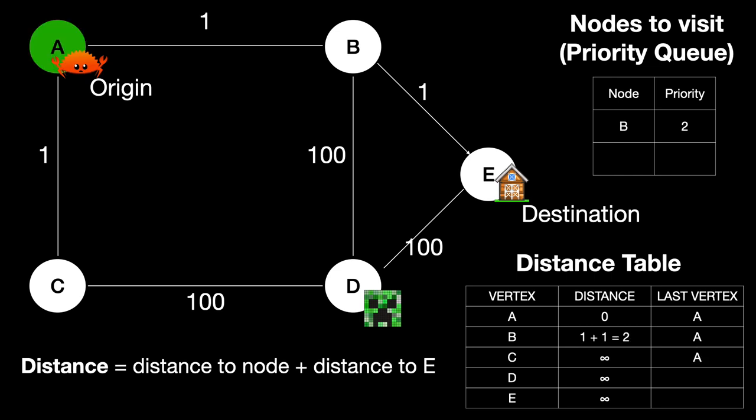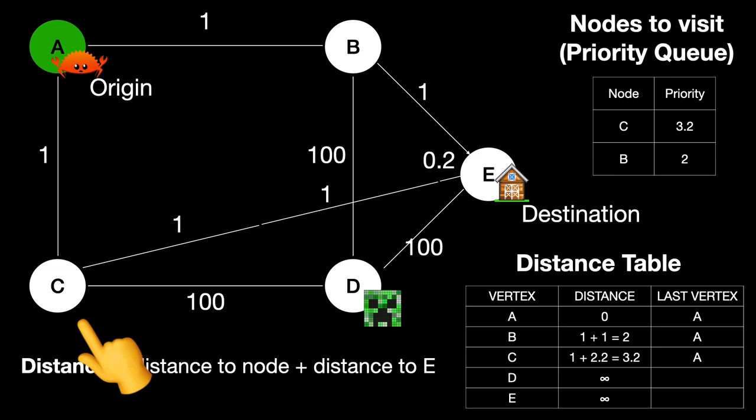Now let's explore A's neighbors and store the distance into the distance table. The first neighbor that we find is B. Let's add it to the queue and to the distance table. Moving on to C, same deal, but we need to measure the distance to E by hand, which is roughly 2.2. At this point, we are done with A.